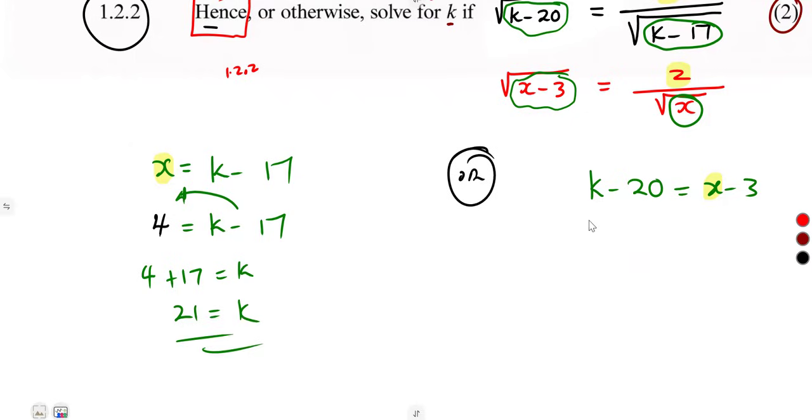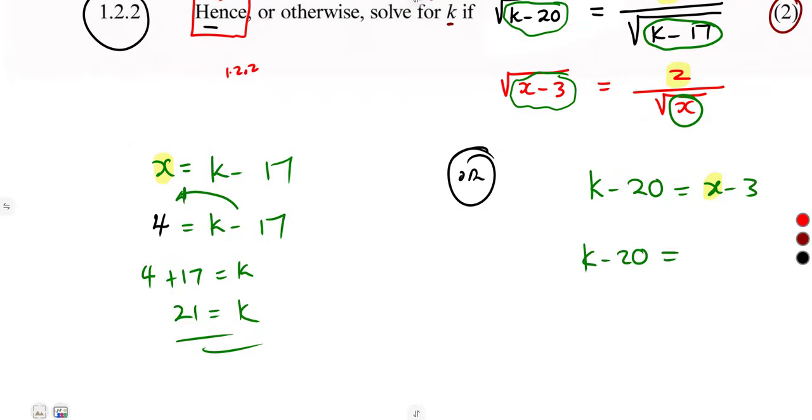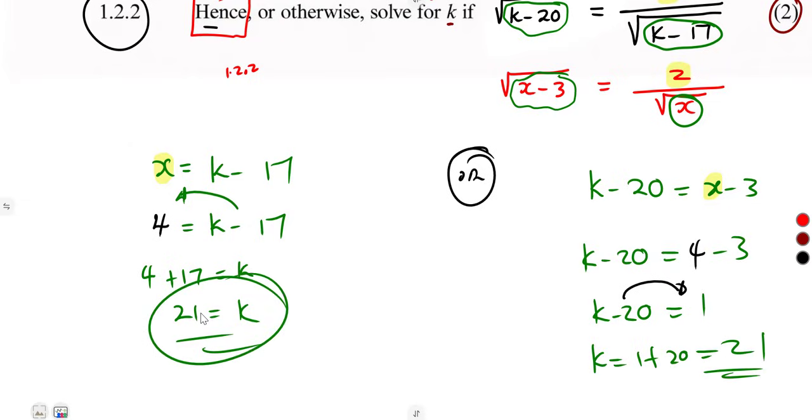Just like that. Or you could have worked it from this side. For that value of x that we are given, k minus 20 is equal to, in place of x, we said our x is 4. So it was going to be 4 minus 3. So k minus 20 is equal to 4 minus 3. That's a 1. Let us take minus 20 to the other side. It's going to be a positive. So k is 1 plus 20, which is 21, just like here. So this is the value of k. We can solve it anyhow.